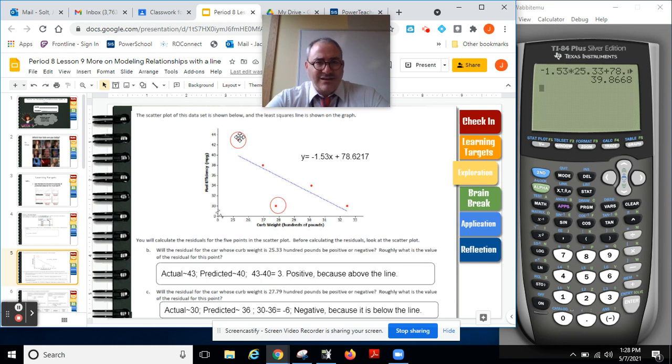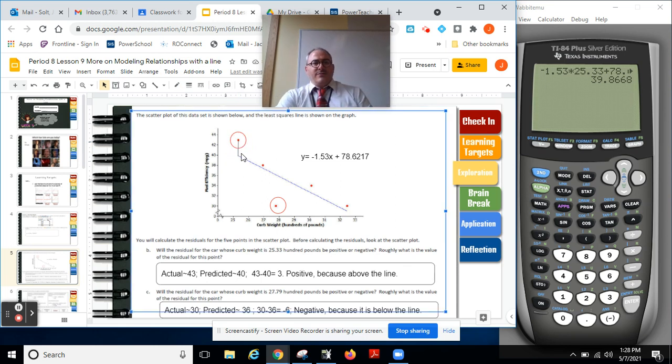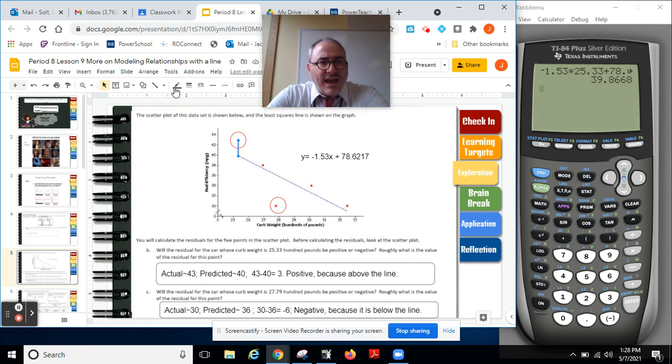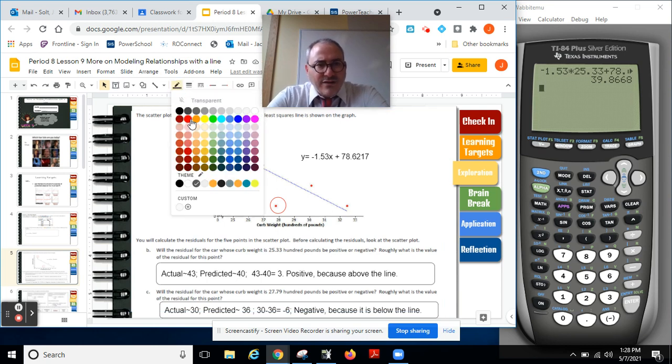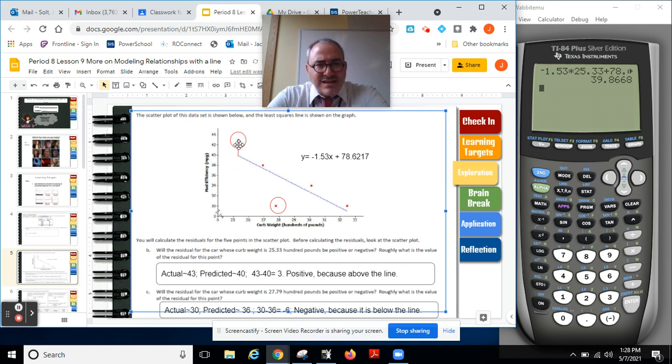And then that's this little dot right there. That's the car that has a curb weight of 25.33 pounds, and its actual MPG is up here. And this residual that I just calculated, what it really is, it's the vertical distance. Oh, I didn't do that very well. It's the vertical distance being measured. There we go. That's better. The residual is this vertical distance being measured from the actual to the predicted line. All right, let me turn that red so you get to see that. So that's what that residual is. That 3 residual is the vertical distance between the actual and the predicted.